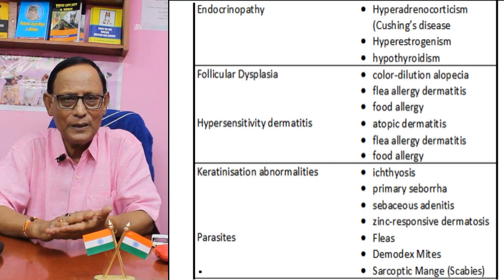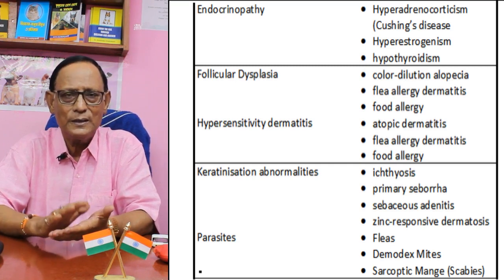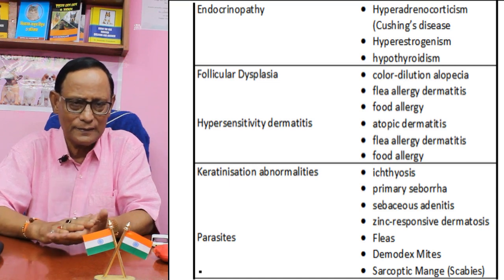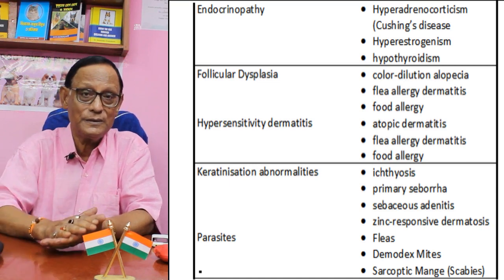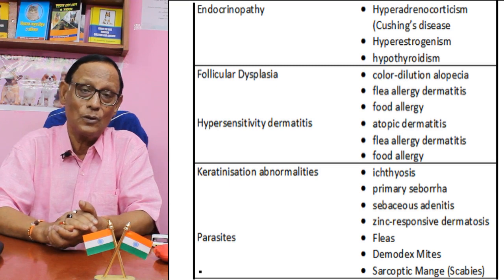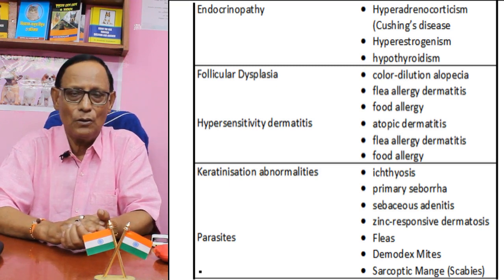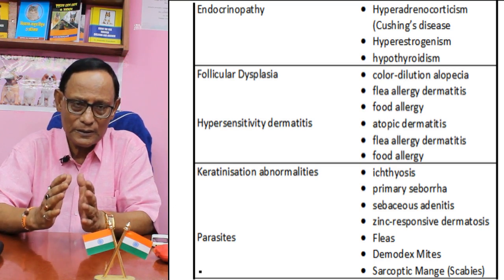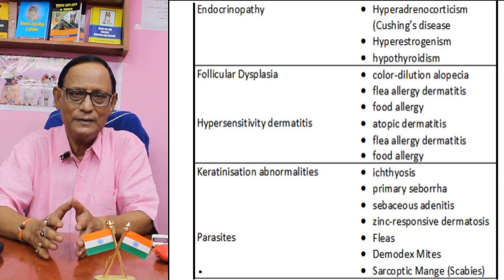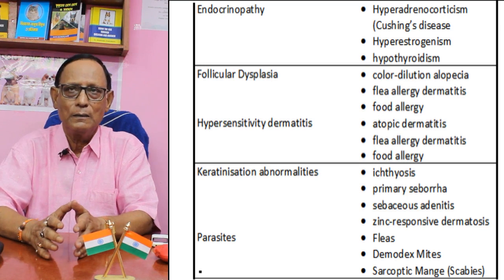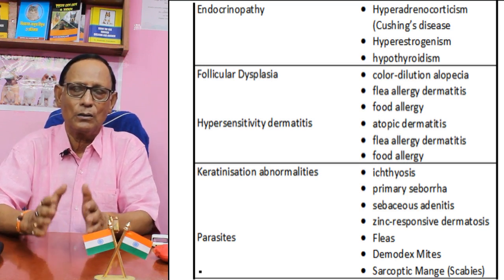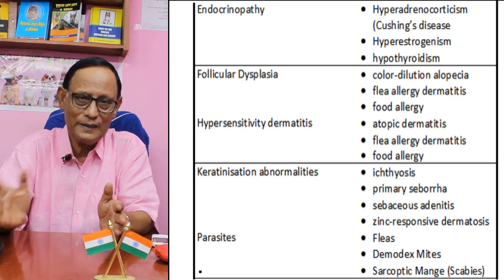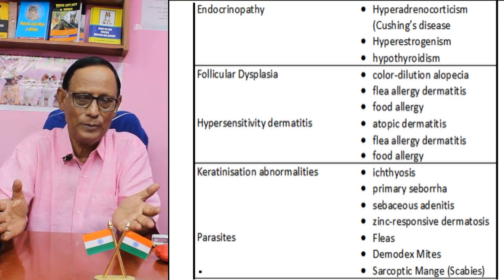Second is hyperestrogenism. Of course, the incidence of hyperestrogenism is very less. But so far as hypothyroidism is concerned, it is more or less observed in dog. And in hypothyroidism, I tell you, if you suspect a case of hypothyroidism, in that case the alopecia or hair loss will be bilaterally symmetrical. If this side is affected, that side also will be affected.